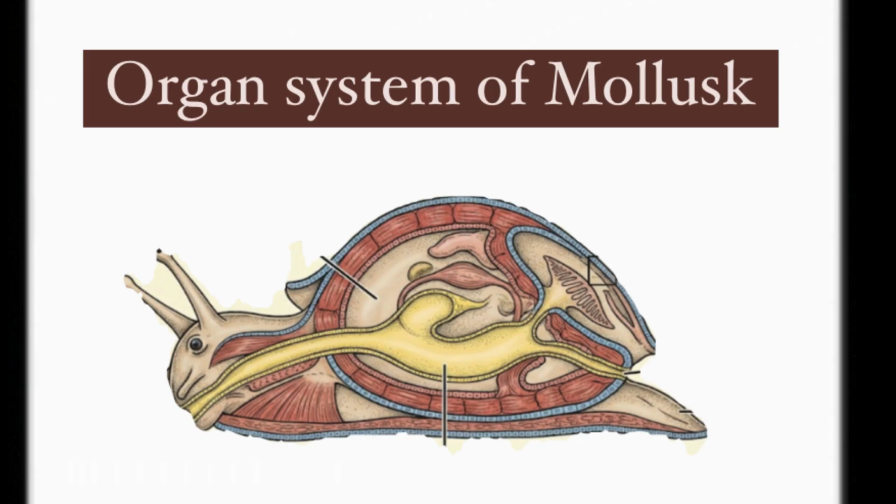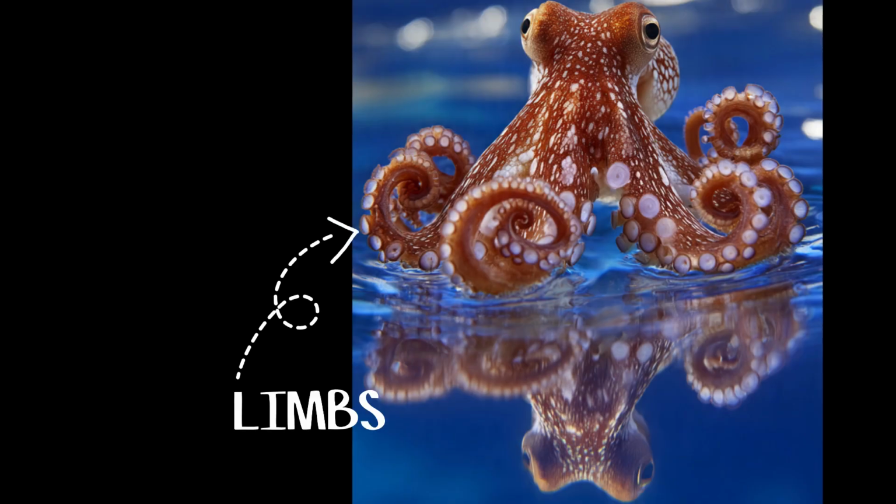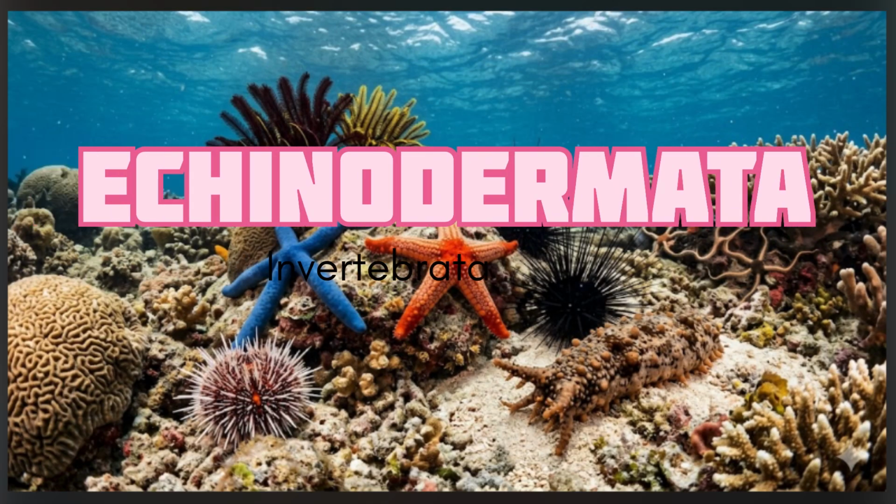Body differentiated into organ and organ system, have typically open circulatory system. Limbs are also present. Examples include snails and octopus.